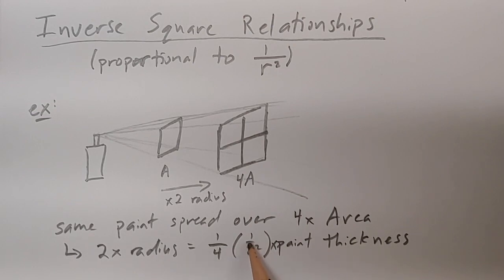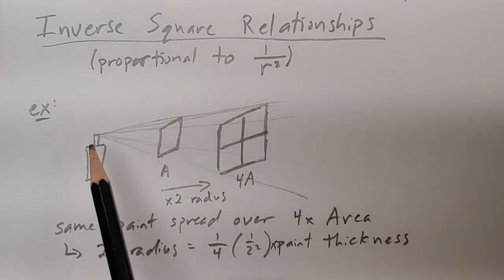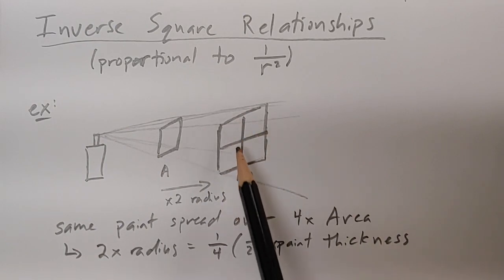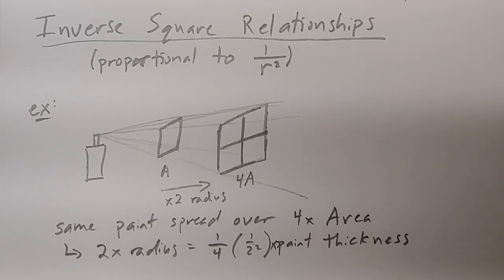The 1/2 squared is coming from the fact that we've got the paint being spread out, so it's getting half as thick up and down and also half as thick side to side. And so we get 1/2 squared to get a total of 1/4 the paint thickness. And so that is an inverse square relationship. The thickness of the paint that would be left by a spray can on a sheet is inversely proportional to how far away that sheet is from the can of spray paint.